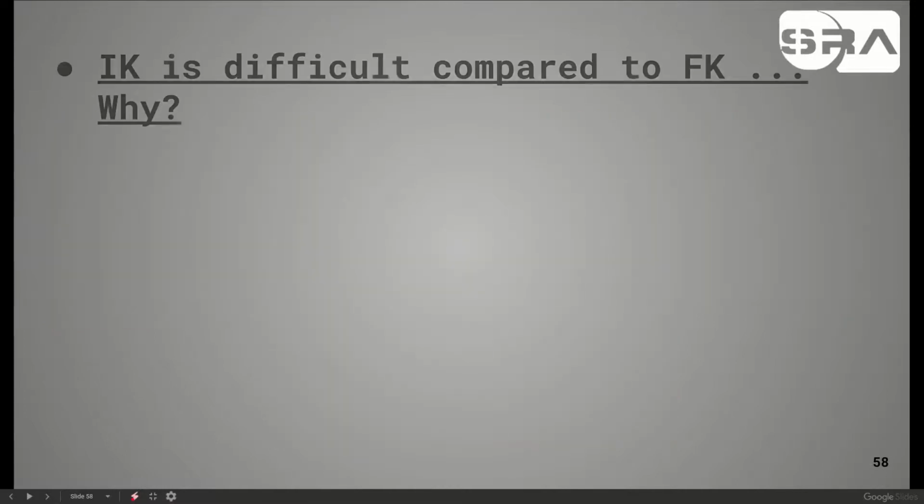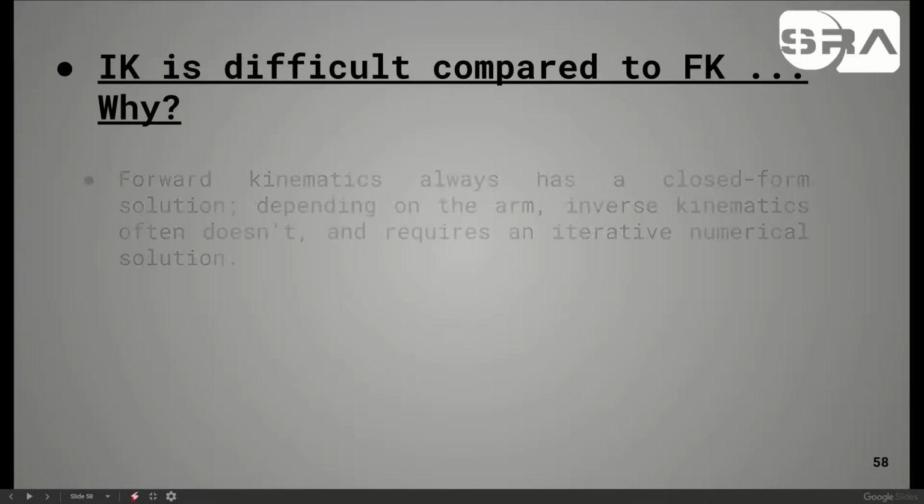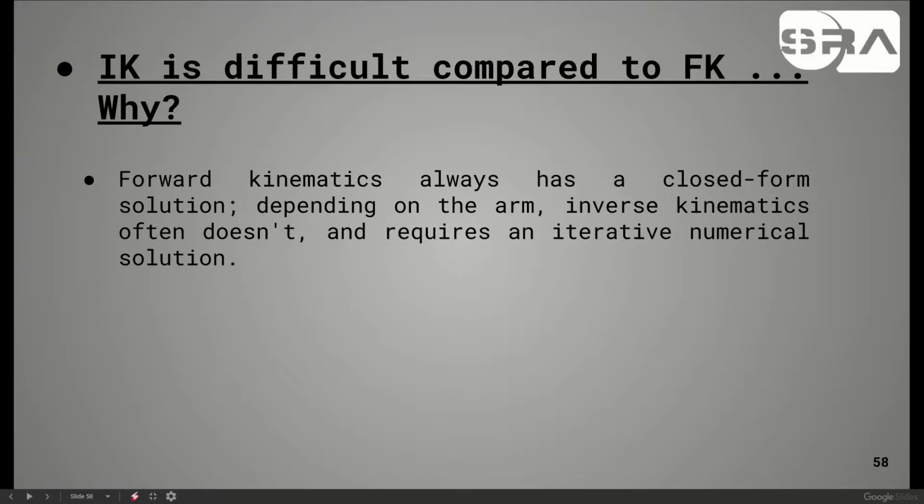Now moving ahead, this is very important. If you read something about inverse kinematics or about kinematics in general, you will read this statement that inverse kinematics is difficult compared to forward kinematics. Now why is that so? First and foremost reason, forward kinematics has a closed form solution whereas inverse kinematics does not. So what does closed form solution mean? Closed form solution is basically having an algorithm to solve the problem.